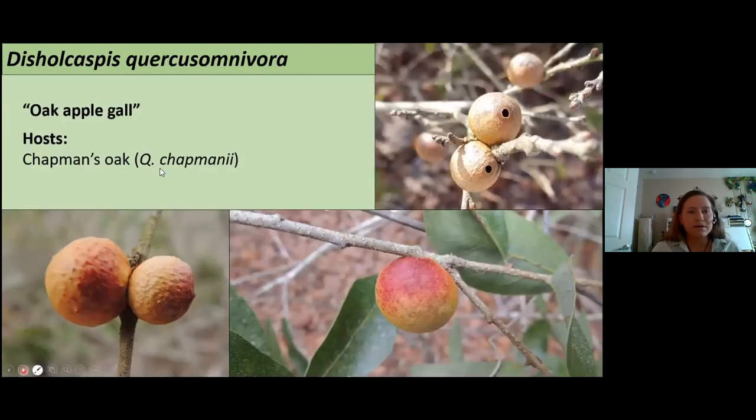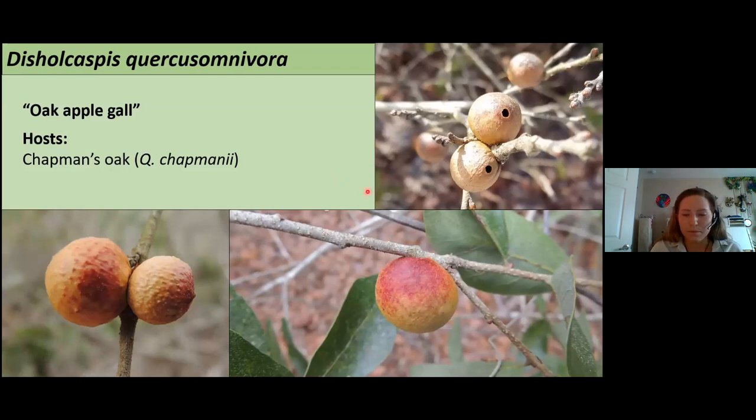Related to that is Dichelcaspis quercus omnivora, a pretty showy, pretty impressive gall that you'll find on Chapman's oak, especially down in scrubby areas. These are really, really hard galls. I mean, you pick them and you try to crush them, and it's literally impossible. There's usually only one wasp in each of these galls, but they're quite large, up to a quarter size in diameter.